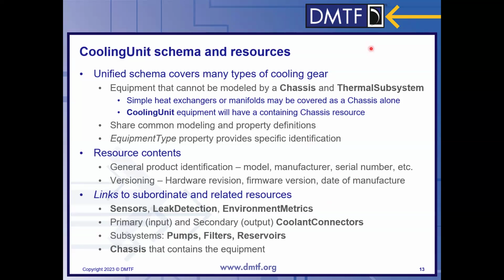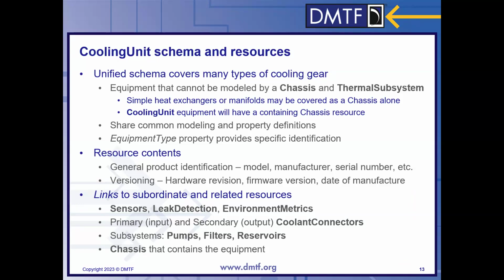Again, trying to leverage the model as much as possible, but we don't want to get ridiculous. So at least in the cooling units, everything we've modeled so far all had 90-something percent shared terminology and property information, so we were able to do that. As in most of these equipment type of static resources, this resource has a lot of the general product information: make, model, serial number, hardware revisions, manufacturer, and then links to a lot of subordinate resources that provide all of the various subsystems.